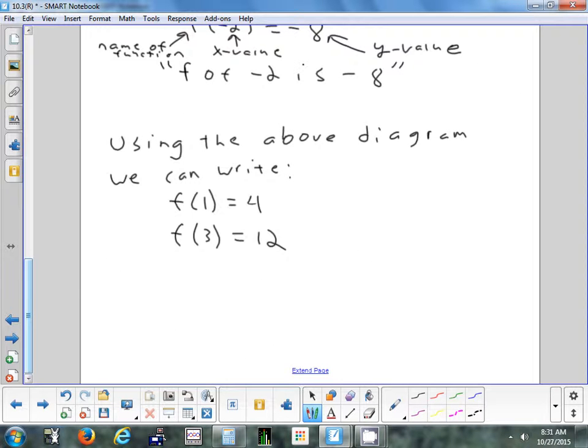Yeah, and that's a good way to think about it. We're going to talk about functions when we write them as an equation, and we're going to think of it as putting something in and getting something out. Exactly. Okay, any question on that notation? All right.